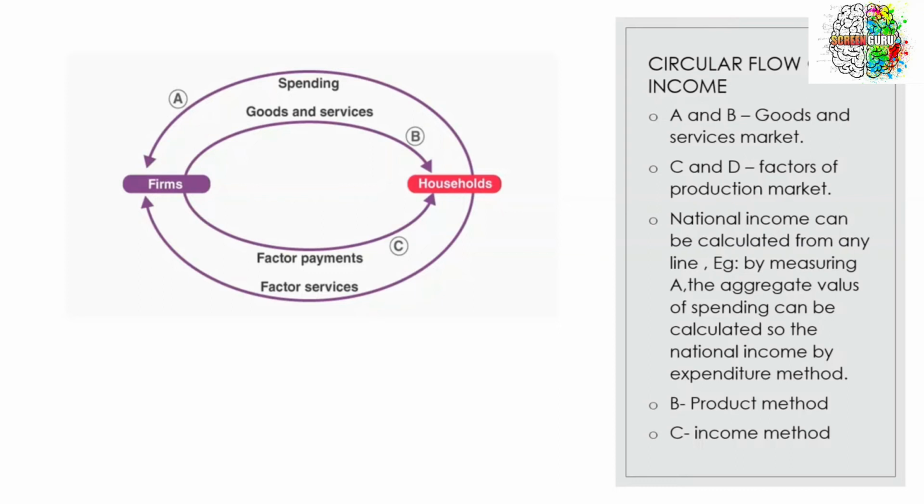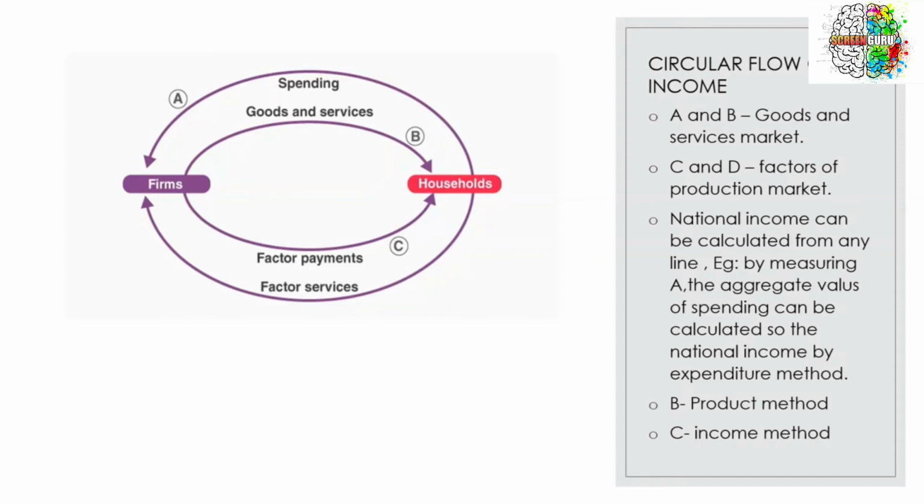So if you look at the dotted line A, you can see that the household will spend money for the goods and services that the firm makes, that is represented by the dotted line B. So what is this factor payment and factor service? Say for example, the firm needs capital like land, machinery, then human capital, then resources, raw materials for making the final goods and services. So where do they get these factor services from? They get the factor services from the household.